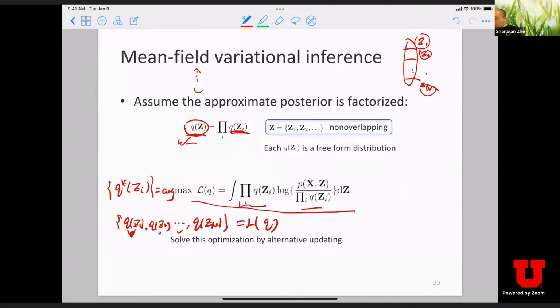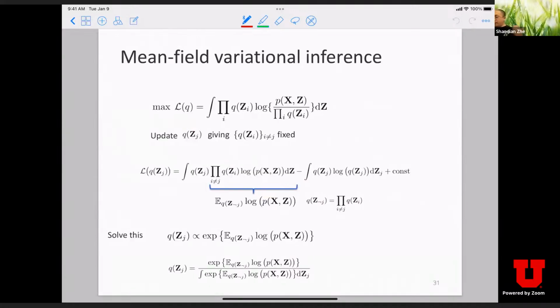That's the idea. Then let us look at how we carry out the particular update. Let us pick an arbitrary factor, say Q of Zj. Suppose all the other factors, namely those Q of Zi where i is not j, are fixed. We only update Q of Zj, which maximizes the evidence lower bound. How do we find the optimal update?